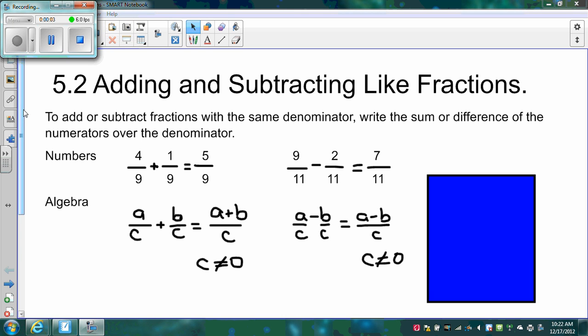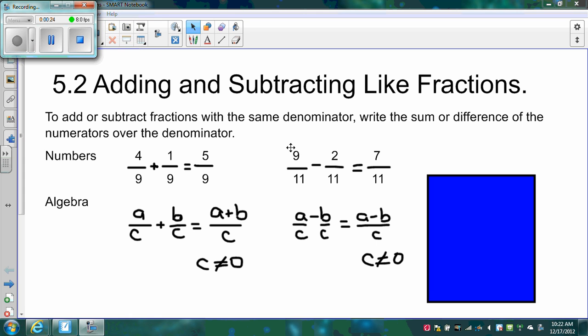So this is the second lesson of Chapter 5, which is on adding and subtracting like fractions. And what we mean by like fractions is that they have the same denominator. So in order to add or subtract them, when they have the same denominator, you simply write the sum or the difference over the denominator.